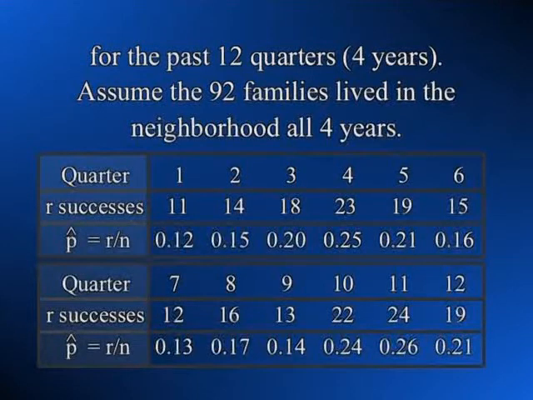Now just take a quick look at the chart information here. Notice the numbers for each quarter going from 1 through 12. We have the number of so-called successes. Kind of a dubious definition of success, isn't it, to be the victim of a crime? But at any rate, the number of successes is given for each of the quarters. And the p-hat calculation, the R over 92. Remember, 92 families. The calculation of the 0.12, for example, in the first quarter is made by taking 11 and dividing by 92. So 11 over 92 is 0.12. All right, so that's how the information is derived.